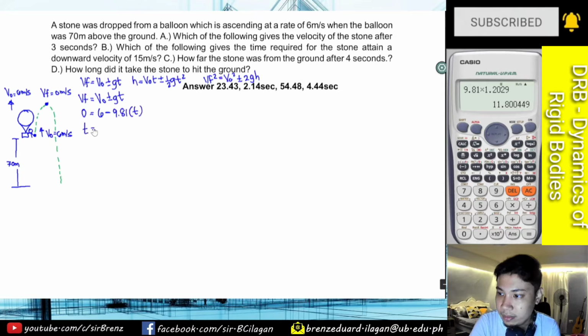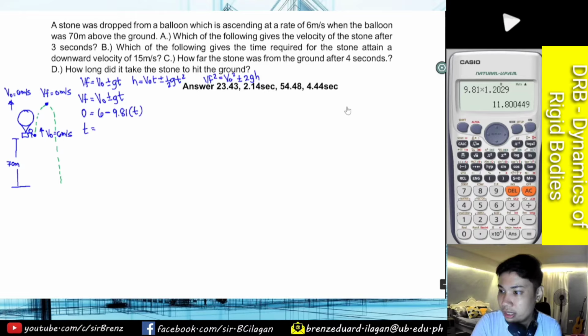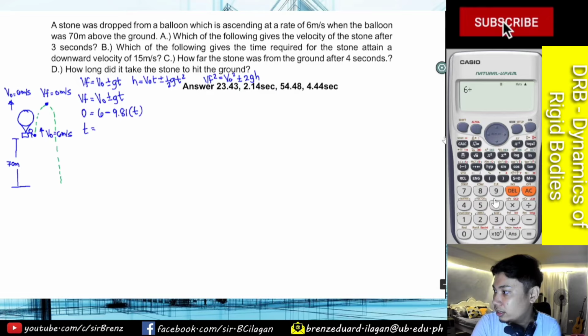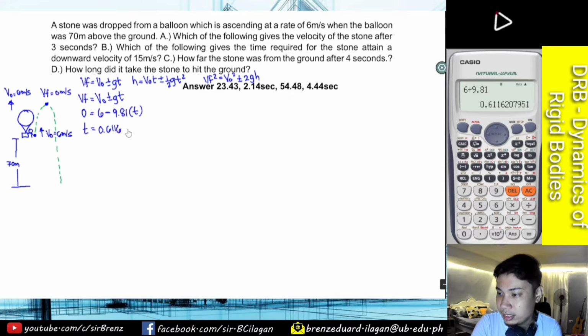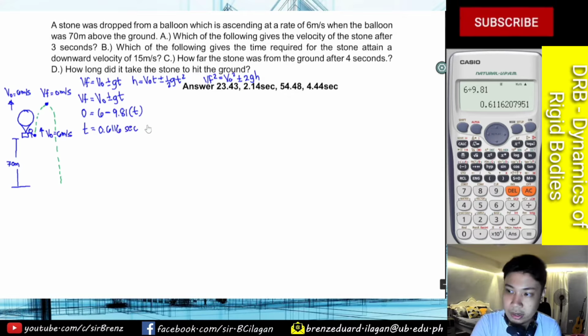So what is the time required to reach its maximum height? That will be 6 divided by 9.81. Okay, so that matches our analysis. So 0.6116 seconds. So okay lang to, ano?